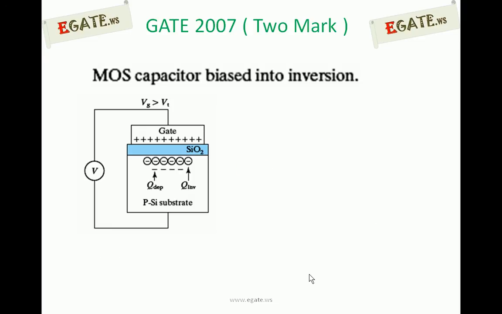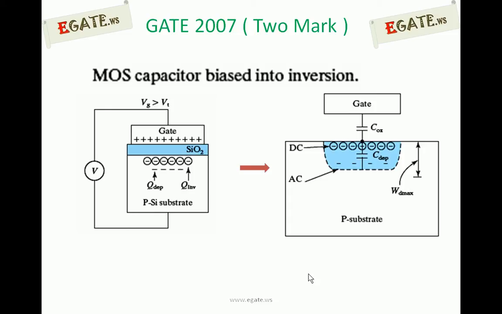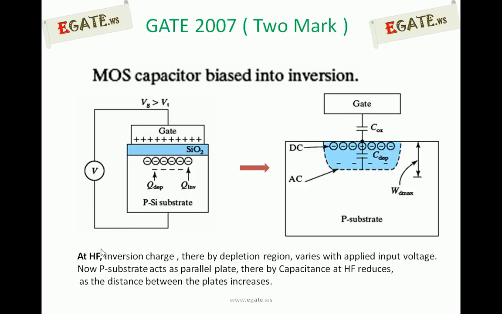Next, at high frequency. If we change the gate voltage as the frequency changes, the gate voltage is applied very rapidly, so the negative charge varies. Whenever the negative charge varies, we cannot call it a conductor. Along with it, the depletion region also varies, so the width of the depletion region along with the inversion charge varies. By that time, the p-type substrate acts as the second parallel plate. So at high frequencies, the inversion charge, and thereby the depletion region, varies with the applied input voltage.